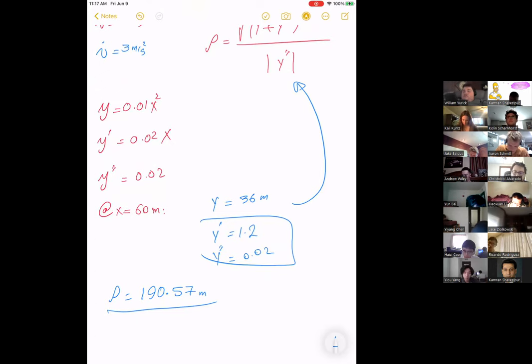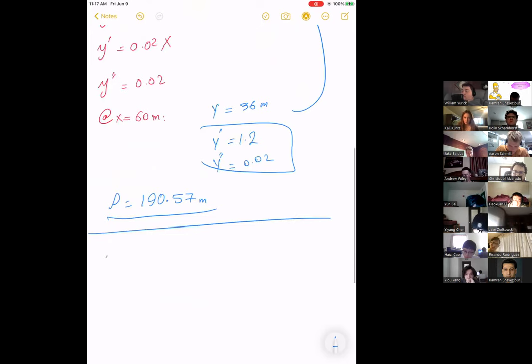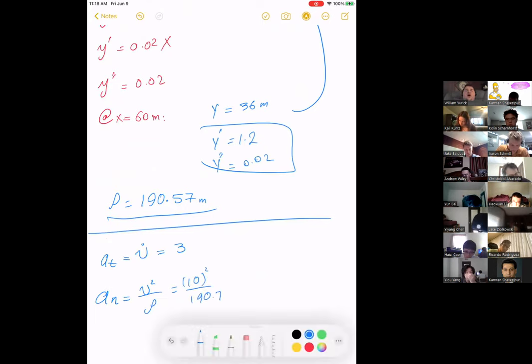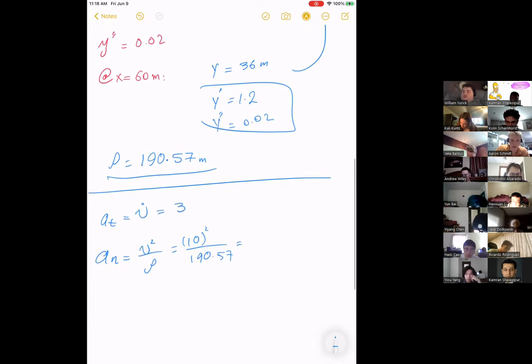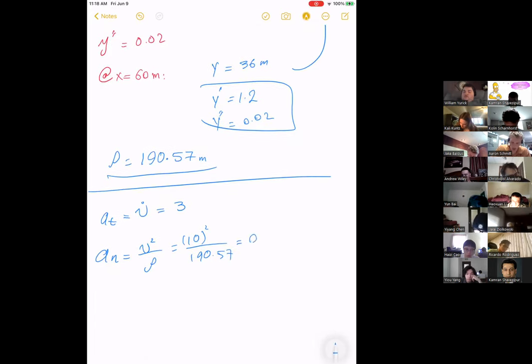Okay. Now, AT is V dot, which is going to be 3, and AN is V square over rho, which is going to be 10 square over 190.57. If you calculate that, it's going to give you 0.5247 meters per square second. Remember, this is meters per square second.